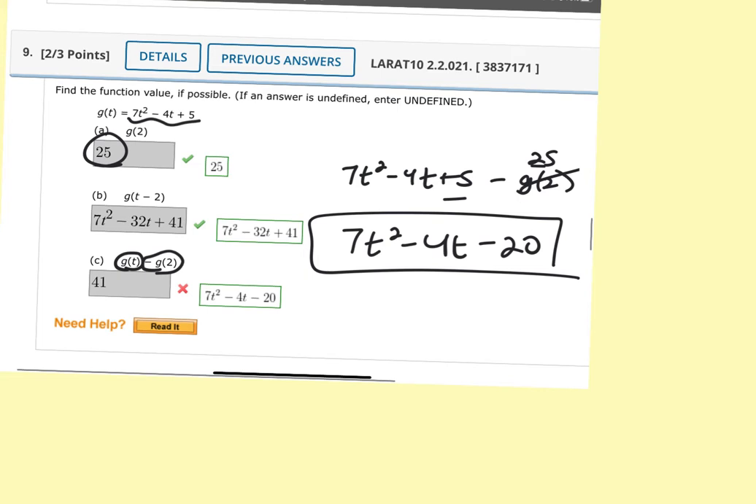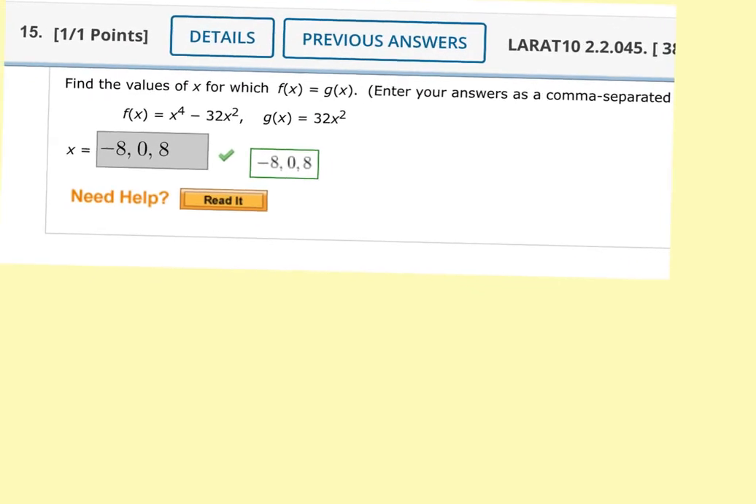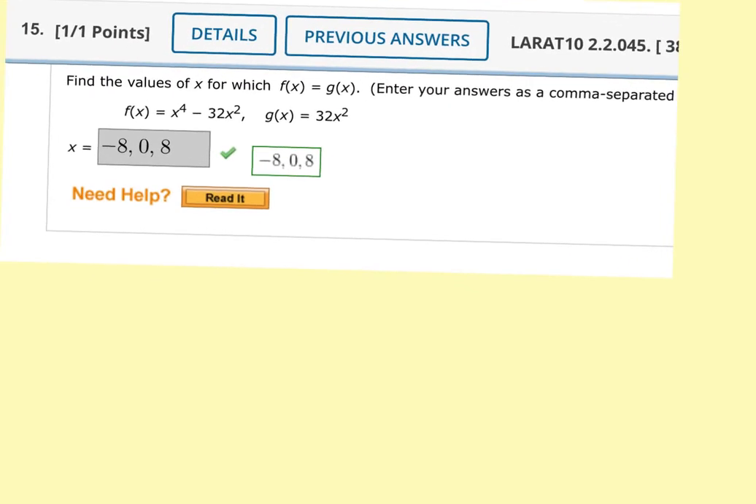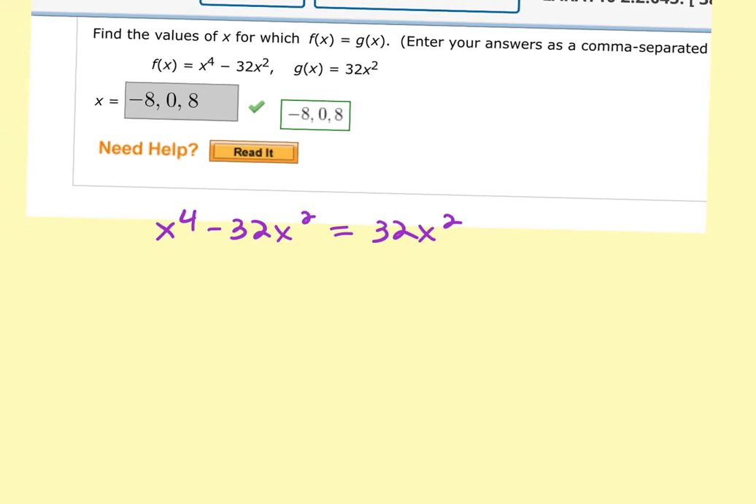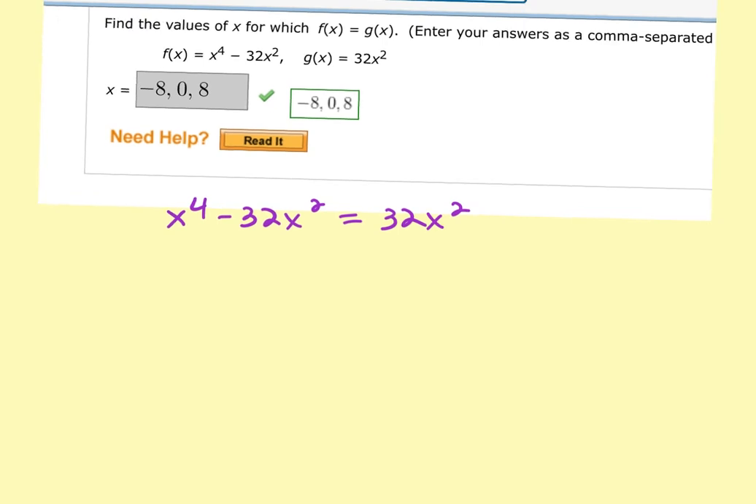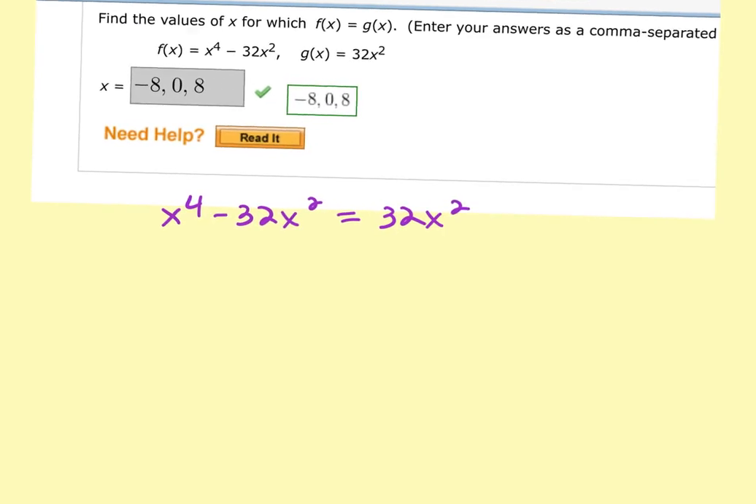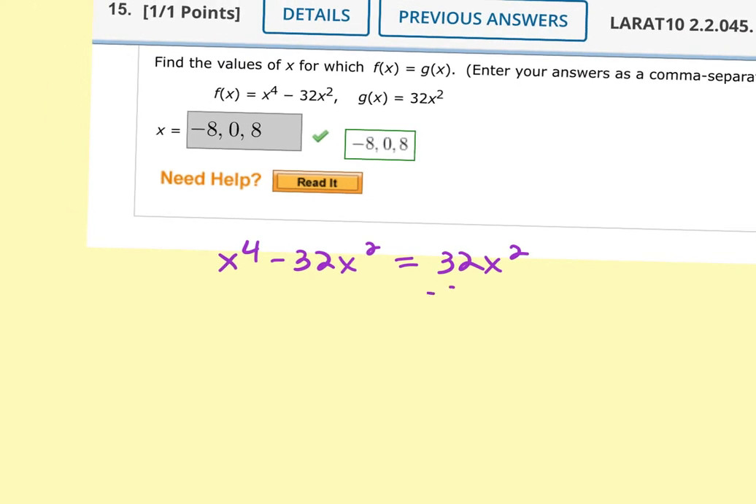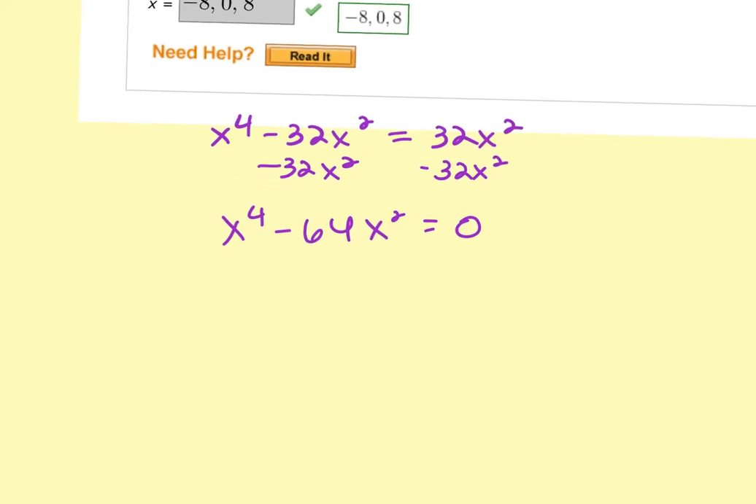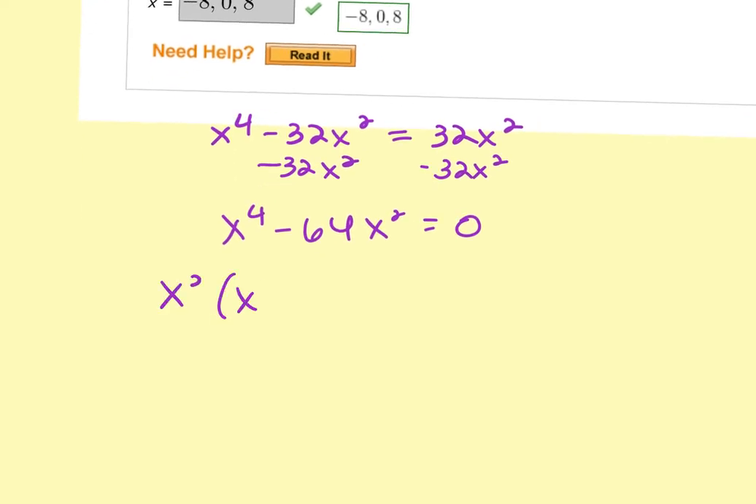Got it. All right, so it said find the values of x for which f of x equals g of x. So x to the 4th minus 32x squared equals 32x squared. So would you just divide by x? You can't divide because then you lose the 0. So you have to move it. So you'd subtract. And I get x to the 4th minus 64x squared equals 0. I can take out the x squared, but it still has to be one of the answers.